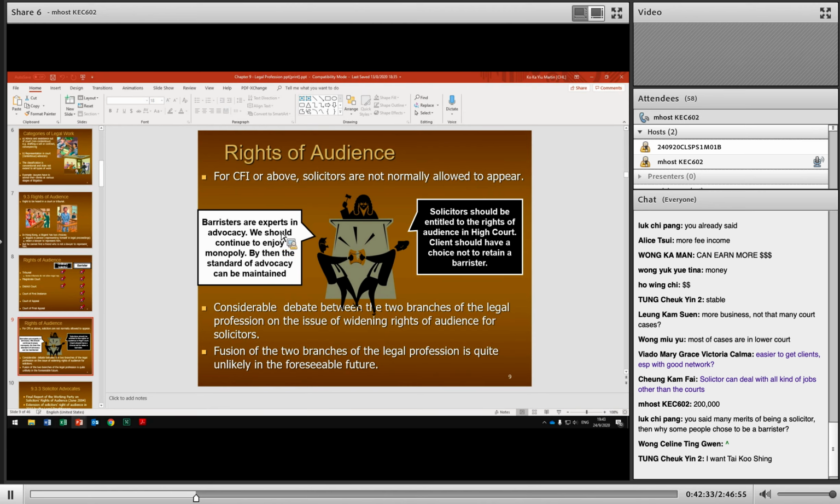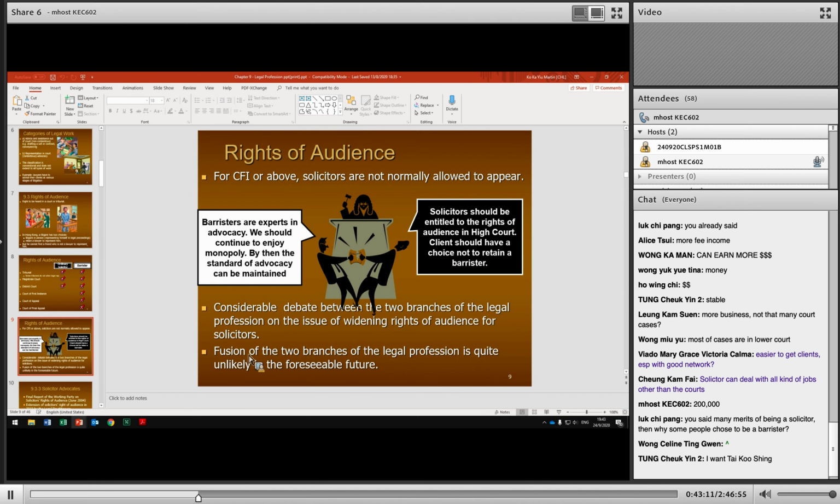For the barristers, they argue that they are experts in advocacy. They should continue to enjoy the monopoly, so that the standard of advocacy can be maintained. The solicitors argue that they should be entitled to the right of audience in the High Court. Clients should have the choice not to retain a barrister. And also they have a lot of arguments, like you can save the cost. You don't need two lawyers, you only need one lawyer. So there was considerable debate between the two branches of the legal profession on the issue of widening rights of audience for solicitors.